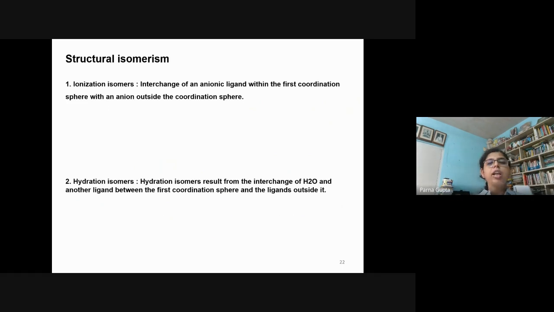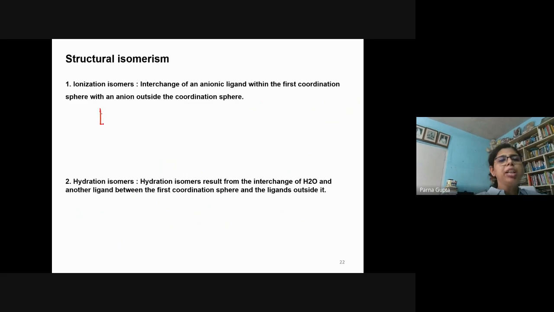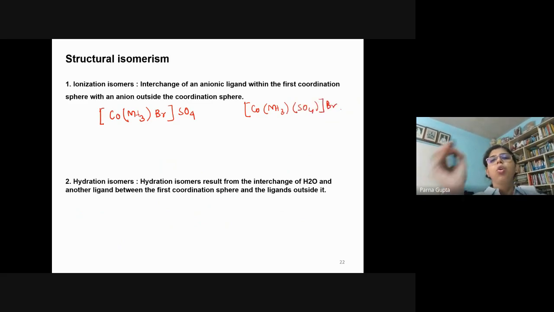So ionization isomers, from the name only you can know. If you have a reaction, I am just writing both the isomers, then only you will understand. So in NH3 it's very easy. So for that particular case, if you look at that, then you must have one thing clear.